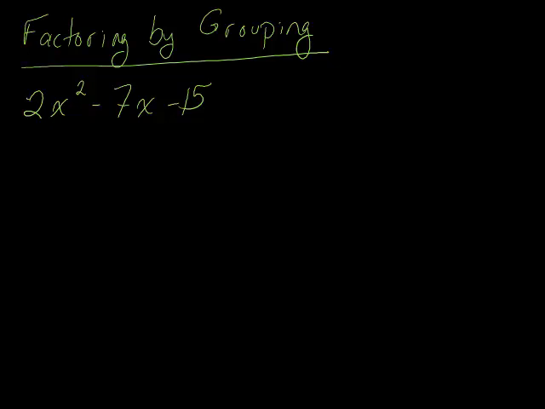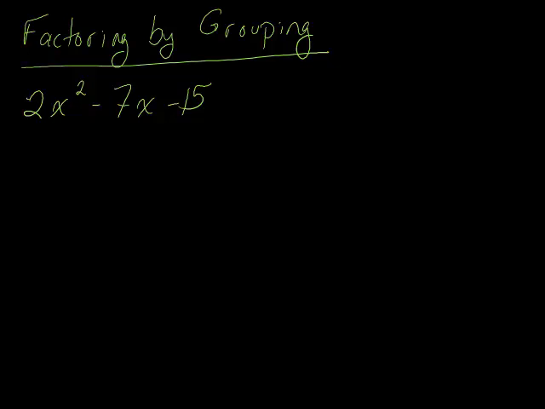Okay, so let's look at how to factor this by grouping. There's also one way that you could always do these: you could do the trial and error method, which is you just start putting some parentheses and factors down and use FOIL to check it. But here we're going to do factor by grouping.